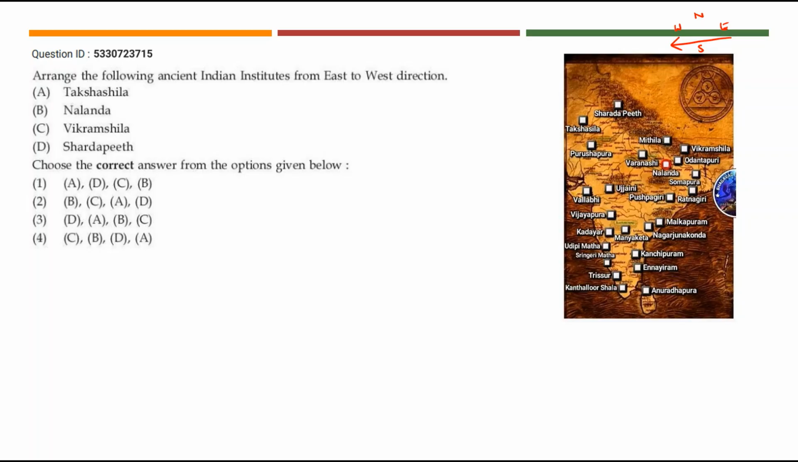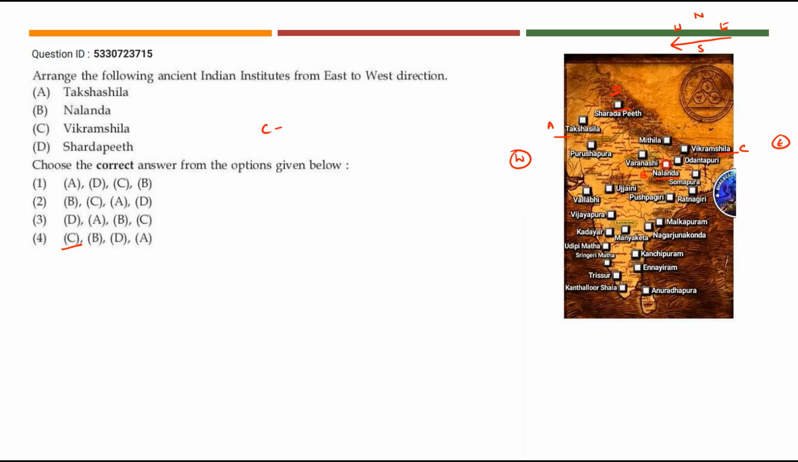So the first option A is Takshashila, it is here. And then we have Nalanda, it is somewhere here, it is B. Then we have Vikramshila, it is here. And we have Sharda Pit, it is somewhere here. This is east and this is west. Start from the east, we start from Vikramashila. So C. Only one option is starting with C.